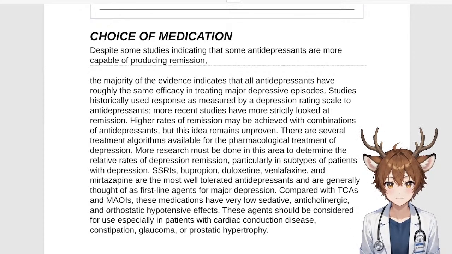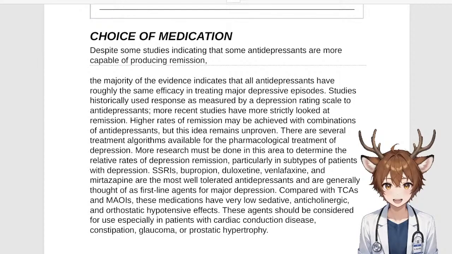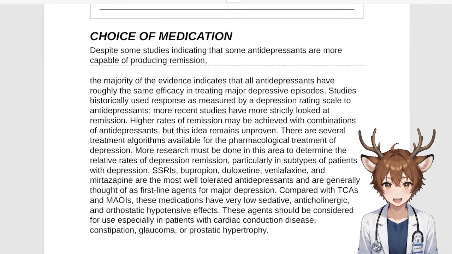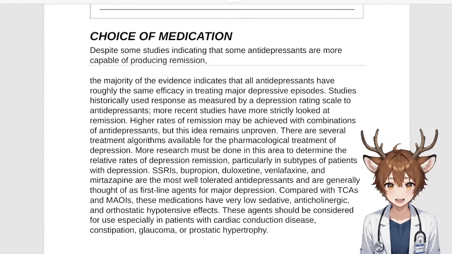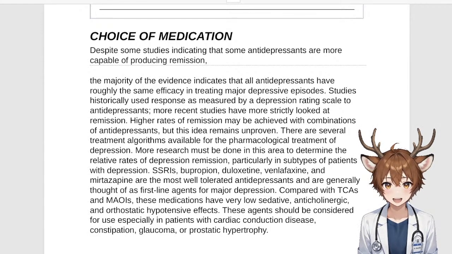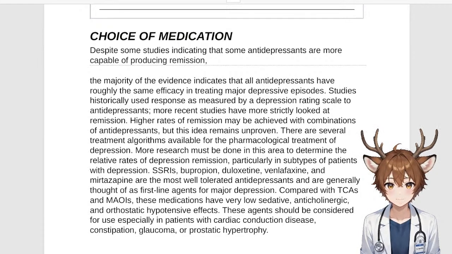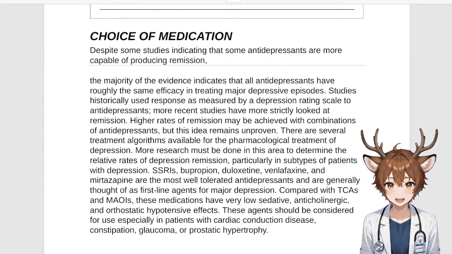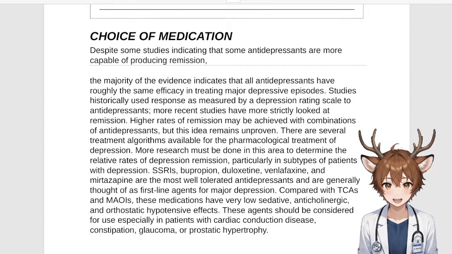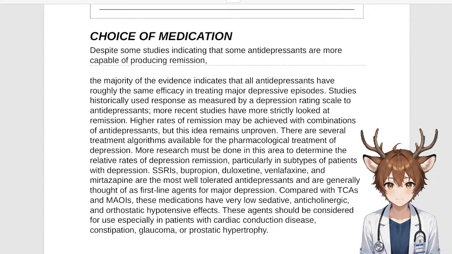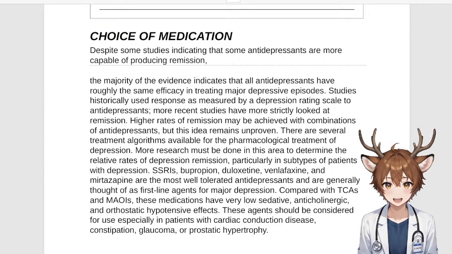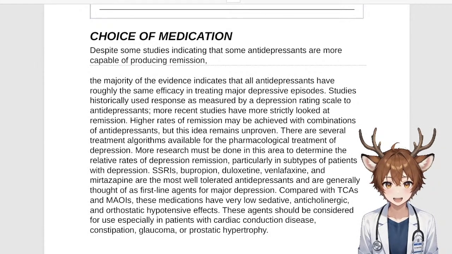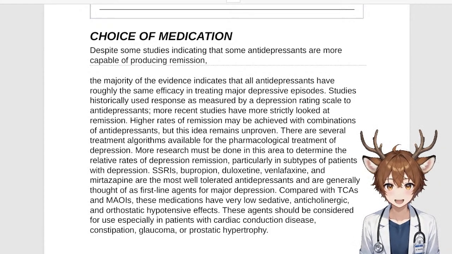There are several treatment algorithms available for the pharmacological treatment of depression. More research must be done in this area to determine the relative rates of depression remission, particularly in subtypes of patients with depression. SSRIs, bupropion, duloxetine, venlafaxine, and mirtazapine are the most well-tolerated antidepressants and are generally thought of as first-line agents for major depression. Compared with TCAs and MAO inhibitors, these medications have very low sedative, anticholinergic, and orthostatic hypotensive effects. These agents should be considered especially in patients with cardiac conduction disease, constipation, glaucoma, or prostatic hypertrophy.